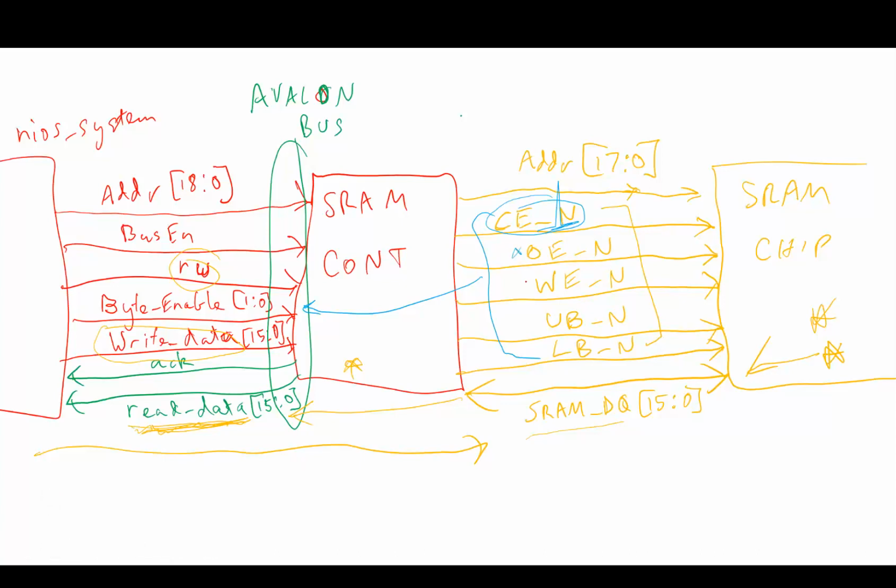Output enable will relate to the read and write enable to the write, and the upper and lower byte values would somehow relate to byte enable on the Avalon bus end. Okay, then the last thing that's left is this address difference. I'm not going to tell you how to do that exactly in code, but what I will explain is why there's a difference there in the size of the address lines.